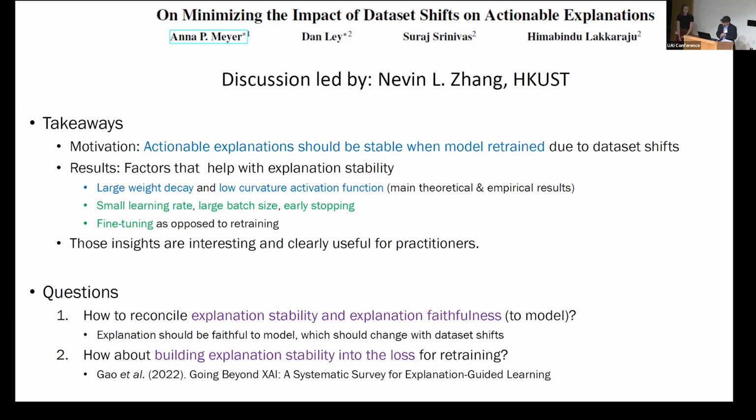That's the first question. The second question is, now, if you really want to enforce explanation stability, can we just include it in the loss function of the retraining or fine tuning, right? This is what some researchers are doing in something called explanation guided learning. So that's my two questions. Thank you.